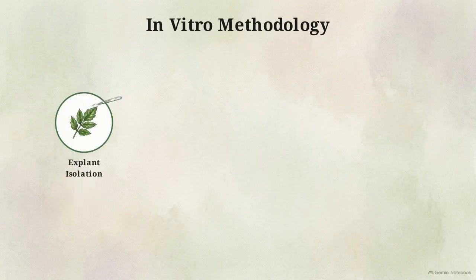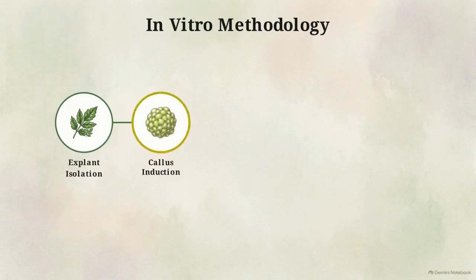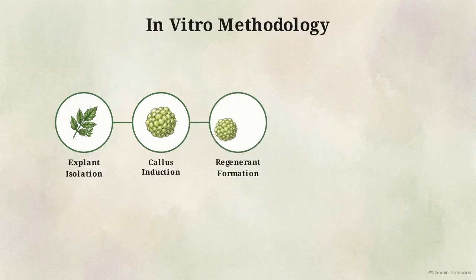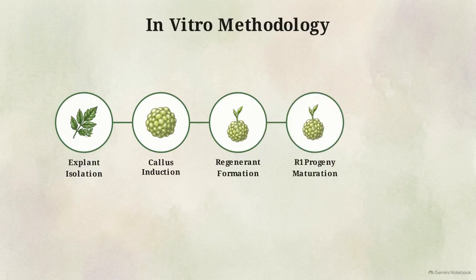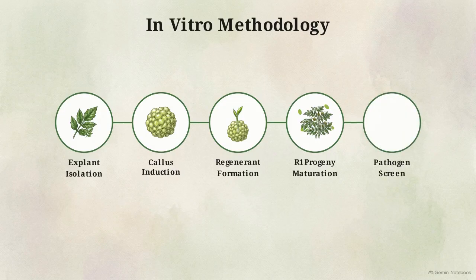This schematic flowchart outlines the chronological steps of the in vitro methodology. Step 1 is explant isolation, the precise removal of target tissue from a sterile donor plant. Step 2 places that tissue into chemical media, forcing the cells to de-differentiate into an unorganized mass known as callus. Step 3 manipulates the hormone levels in that callus, compelling the unorganized cells to regenerate into a viable physical plantlet. Step 4 involves maturing that regenerant into an adult plant and self-pollinating it to produce the mutated generation of seeds, called the R1 progeny.